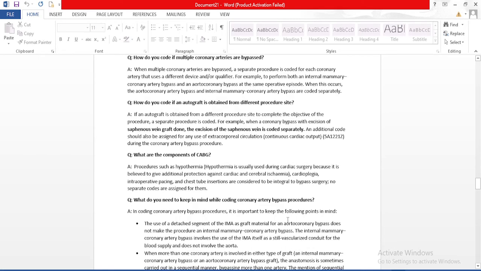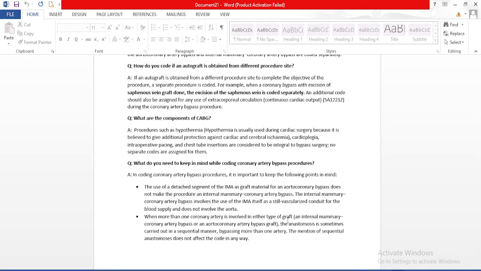Next question. How do you code if multiple coronary arteries are bypassed? When multiple coronary arteries are bypassed, a separate procedure is coded for each coronary artery that uses a different device or qualifier. For example, the physician may perform both an internal mammary coronary artery bypass and an aortocoronary bypass at the same operative episode. When this occurs, the aortocoronary bypass and internal mammary coronary artery bypass are coded separately. Here, the physician is performing bypass using two procedures. As we learned just now, using the aorta to coronary artery, the physician will perform a bypass, and in the second procedure, using the internal mammary artery, the physician also performs CABG. So whenever this occurs, like using the internal mammary artery as well as aorta coronary bypass, we need to code two procedures.